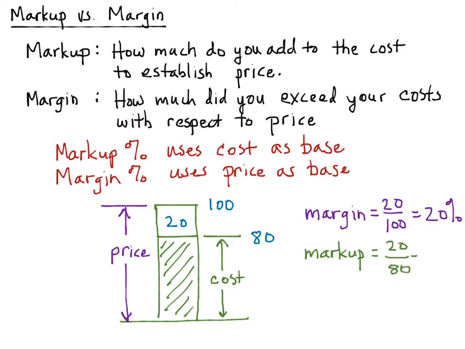The markup is with respect to the cost, so that's a 25% markup. And so those percentages aren't the same. So if we had a 25% markup and a 25% margin, there's no solution to that.